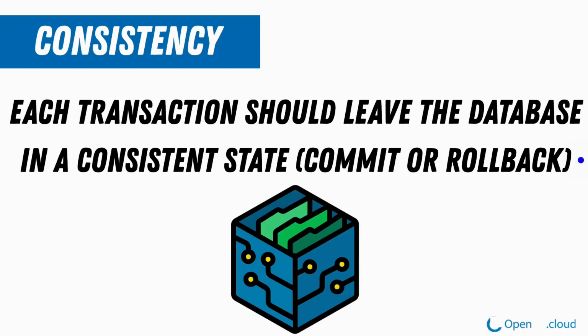Now, the second, or the C in ACID, is each transaction should leave the database in a consistent state. It either has to commit or roll back. So if the transaction succeeds in whole, it's going to commit. Or if anything in the transaction fails, anything at all, any of the queries, it's going to roll back.